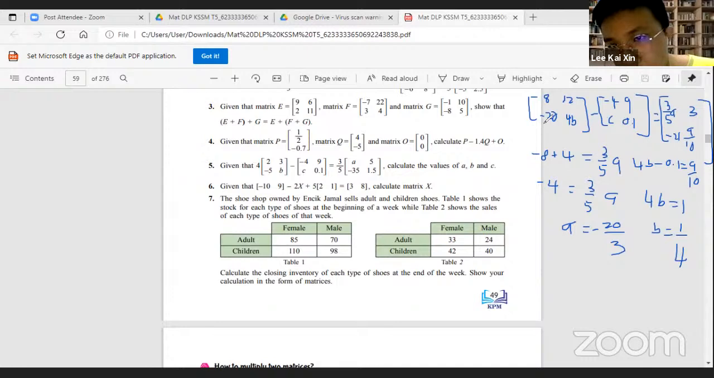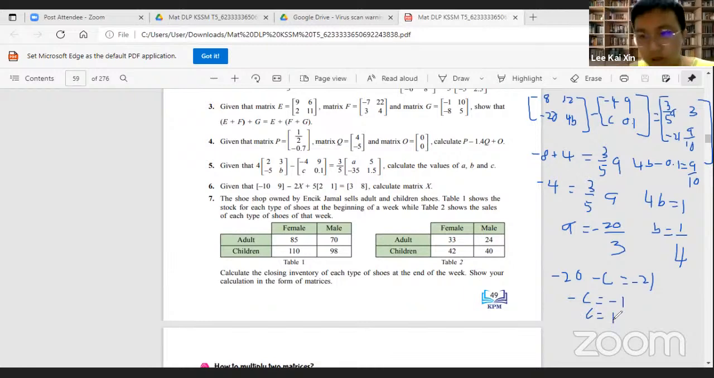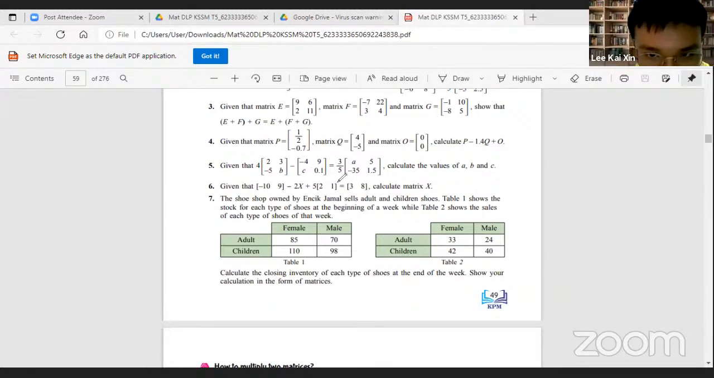So how about C? -20 minus C, it's -21. So negative C, it's -21 plus 20, which we will get -1. So C is 1. So you get A, B, and C. Okay, finish for number 5. So for number 6, they ask us to calculate the value of X. Okay, let us try this question.